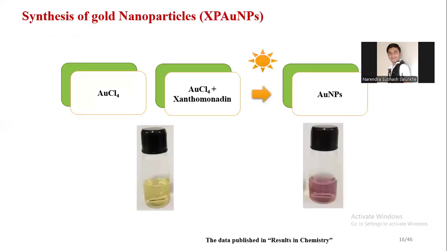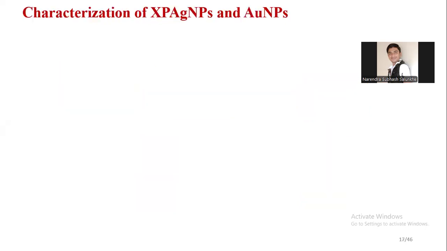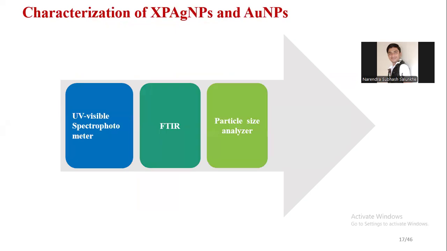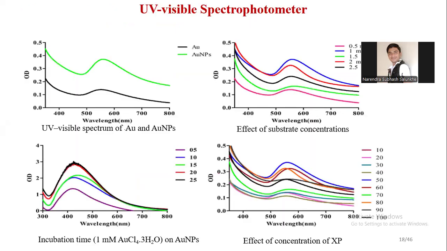Then this is one more application of the xanthomonadin pigment, like synthesis of gold nanoparticles. It's a rapid synthesis method. The gold chloride solution reacts with the xanthomonadin pigment in the presence of sunlight. The nanomaterial was prepared. The prepared nanomaterial was characterized by UV spectrophotometry, FTIR, particle size analyzer, and electron microscopy.